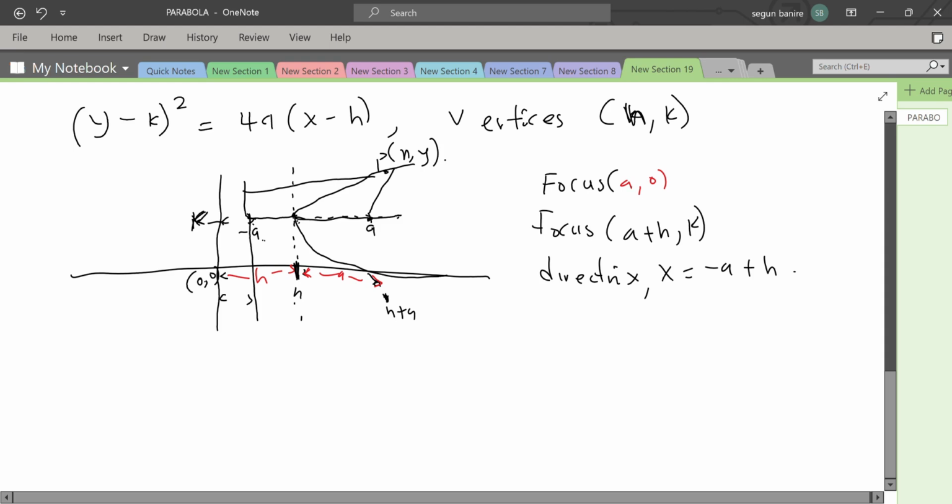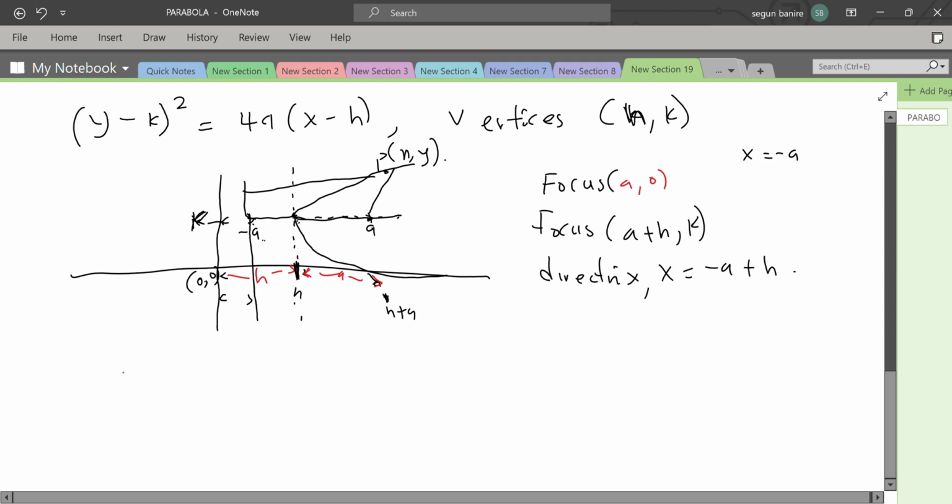So the focus before was a comma 0. Now you add h and k to those coordinates. To the y axis add k, to the x axis add h. Then the directrix doesn't have anything to do with y before, only x. It is x equals minus a. So now you just add h to it, and that is all. So at the end of the day, we have y squared. So that is how we have the whole of this.